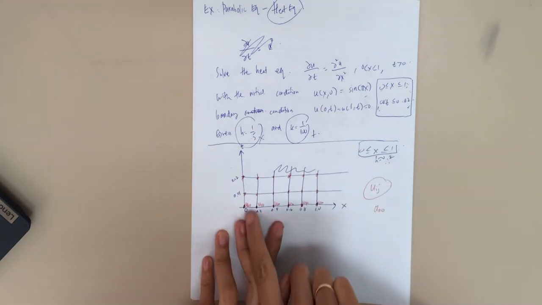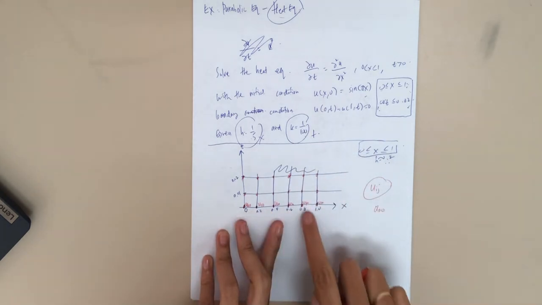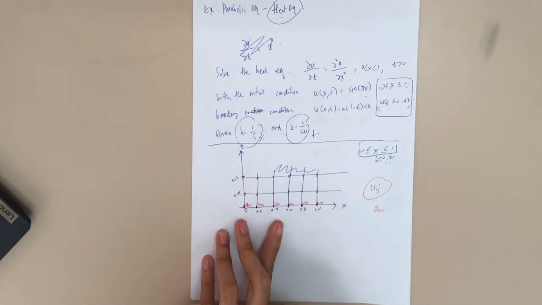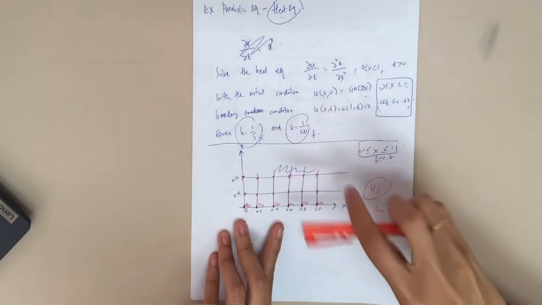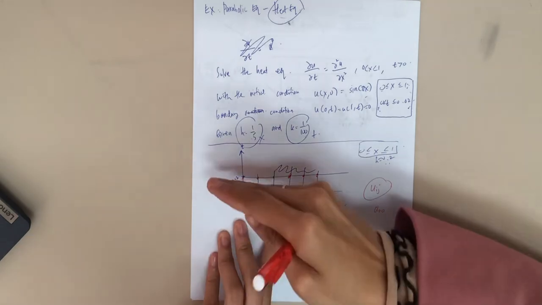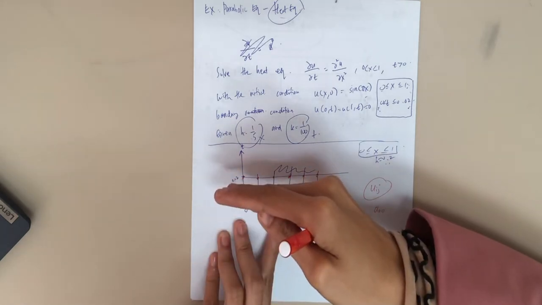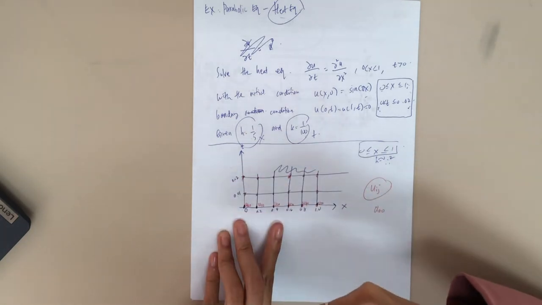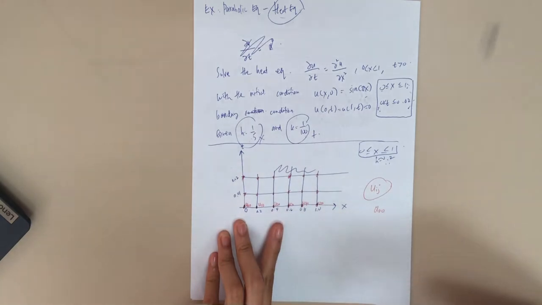Okay, so 0 0, 1 0, 2 0, 3 0, 4 0, 5 0. Because you just move I, we only move for X, so it means that I will increase. J will remain as 0. Okay, so now we move to the second row. For this point, when we move upward, it means that we have moved T.